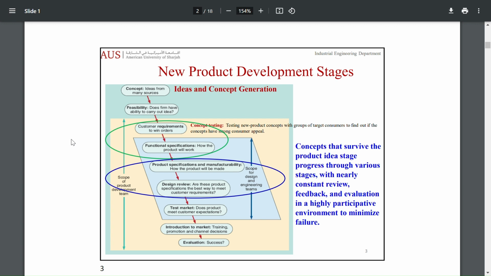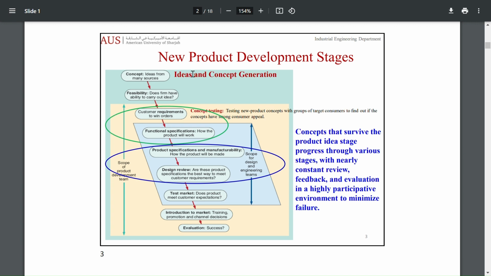And to develop a new product, there are some stages, and we're going to go through these stages. Basically, this is the way we can generate ideas and concepts. Let's say I work at a company like 3M and we want to develop a new product. First we have an idea of some new product that we want to add.